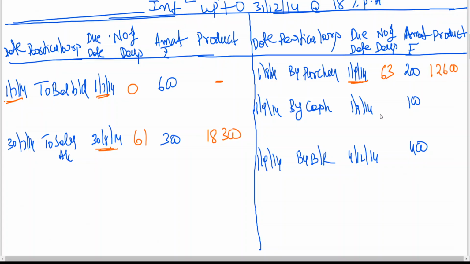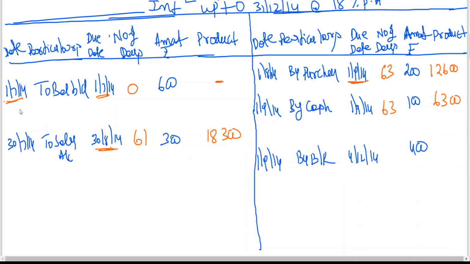Okay. Now let us see. This is also same, no? 63 days. So 6,300. Next, 4th December. Come on.